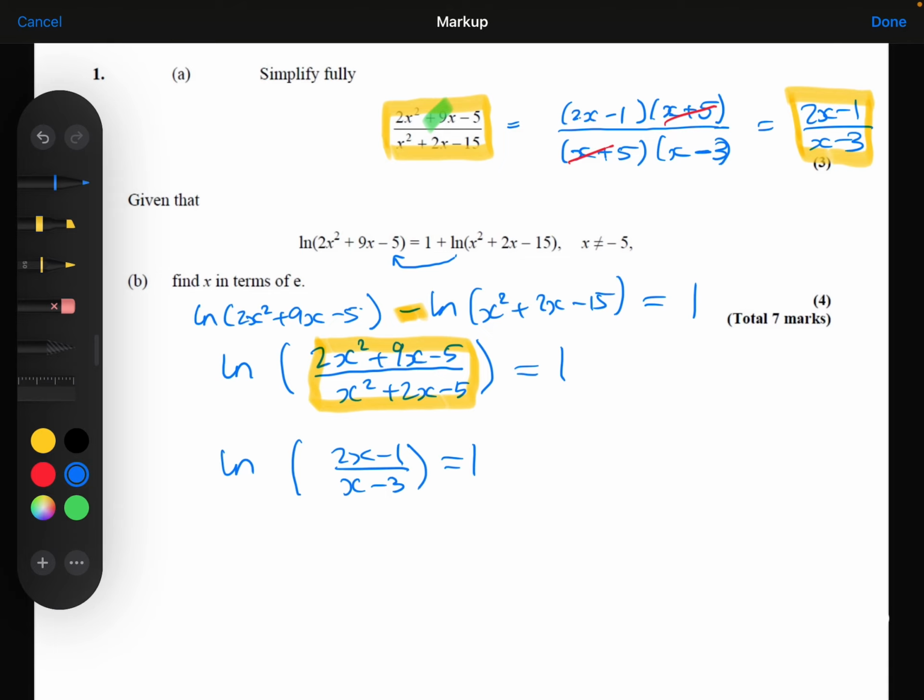Now I'm going to remove the logarithm. So the inverse function of the logarithm is e to the power. So I'll do e to the power on both sides. e to the power ln, they're going to cancel out. And on the right hand side I'll have an e to the power 1, which will just be e.